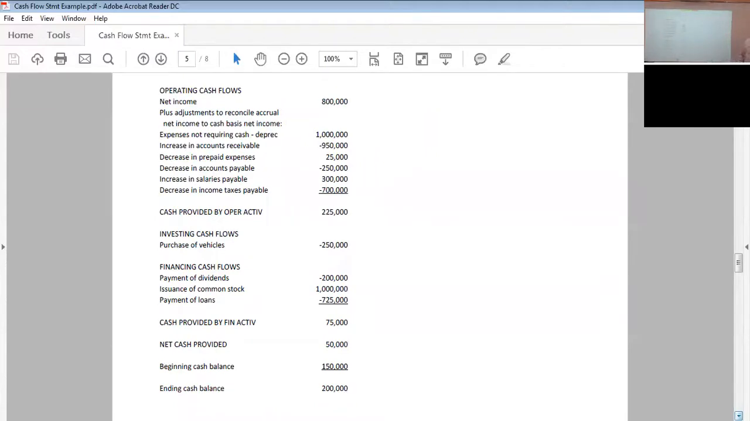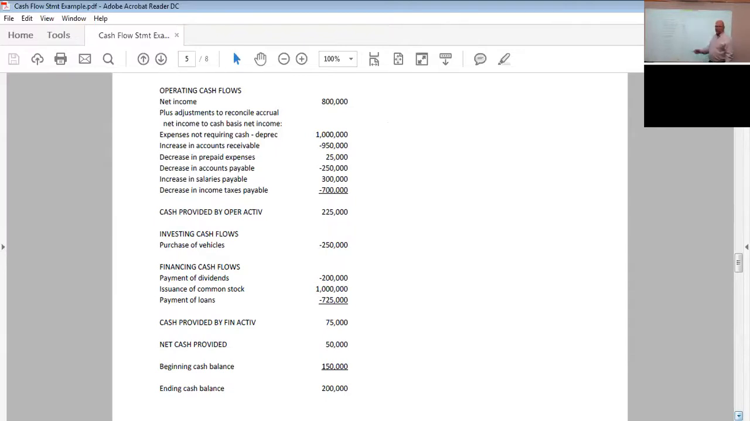The next thing we do is we add or subtract non-cash revenues and expenses. In this case, the one non-cash expense we had is depreciation. So we add depreciation back because it was an expense on the income statement. It reduced net income, but it didn't require us to spend any cash. So net income should really be higher by that million.